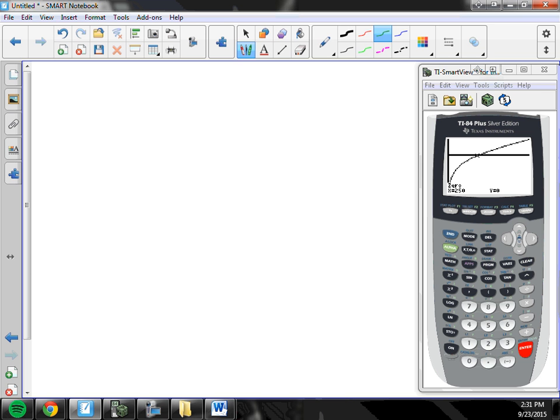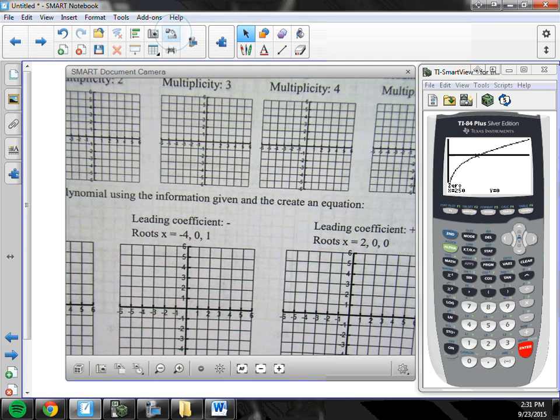I think we're ready to start. So take a look at this first page.